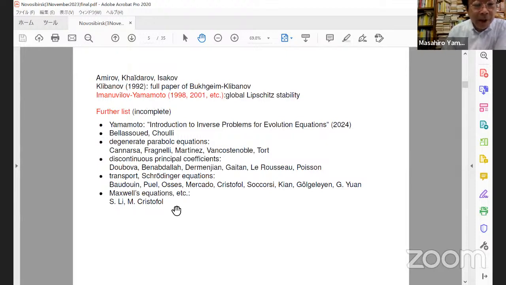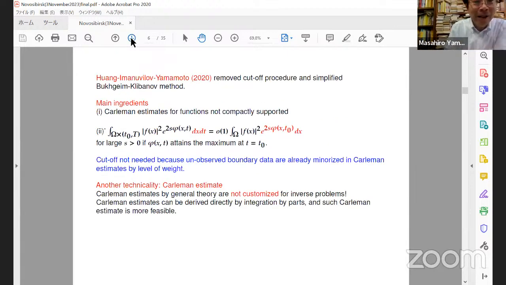There are many works also including various partial differential equations. Anyway, now I am preparing to publish one monograph, maybe next year. Also, one other remark is that three years ago, with my colleagues Fu, Imanuvilov and I published a simplified argument of the Bukhgeim-Klibanov method. In one word, we don't need any cutoff functions. The results are essentially the same, but the argument can be shorter. Maybe I will skip that. Okay, then the first main ingredient is, of course, the Carleman estimate.